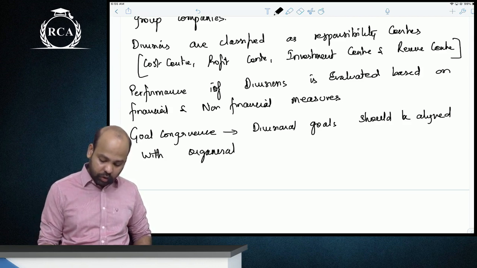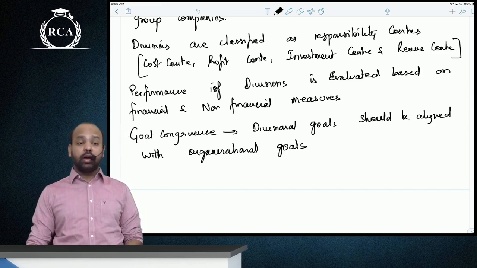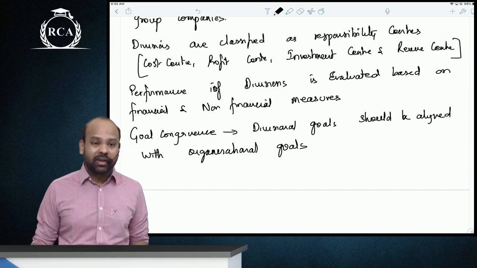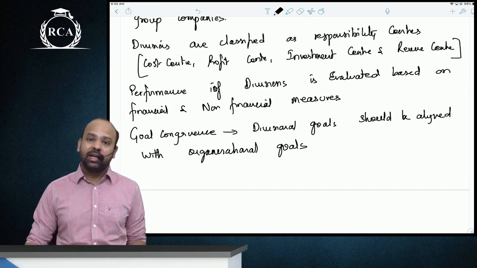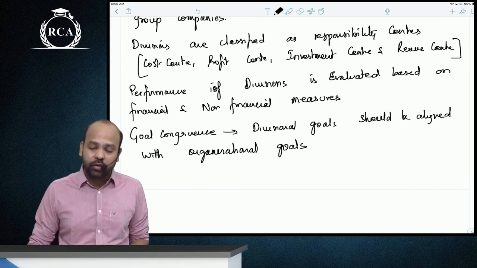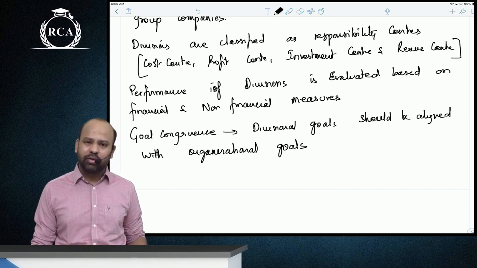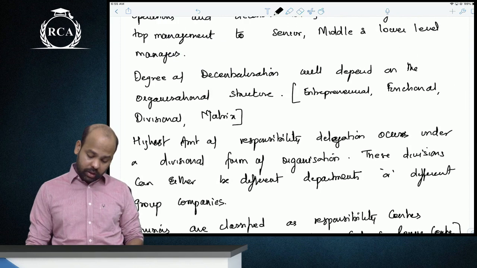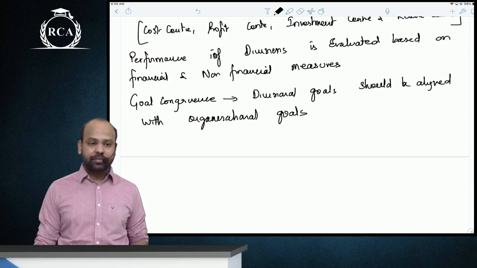Remember, I told you that ROI might result in suboptimal decision making. Return on investment can result in suboptimal decision making. There can be instances where these divisional heads are taking decisions that are going against the economic viewpoint of the organization. So yes, goal congruence is important. I hope everyone is writing this.